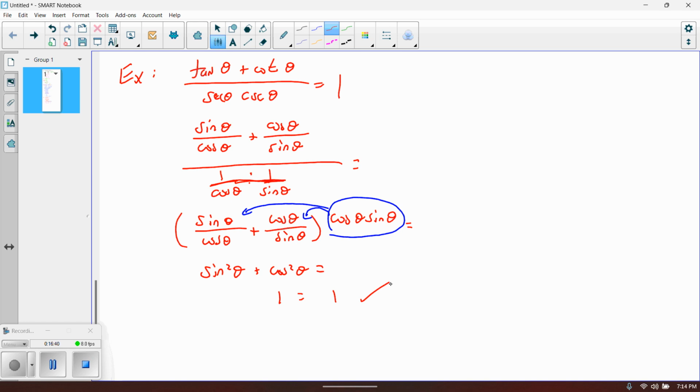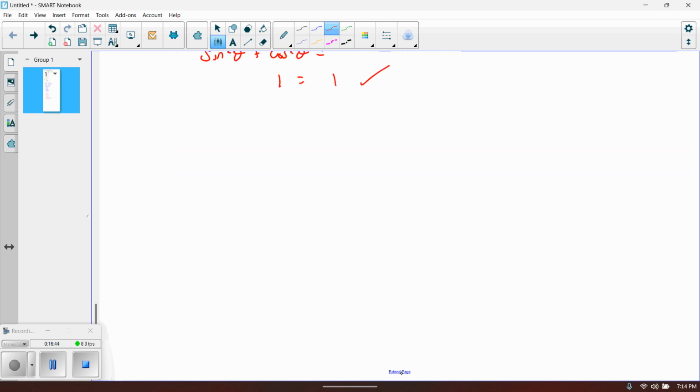All right, let's do one more example. And of course, this is not going to be every single possible thing you could do, but I'm going to give you as many, like I said, little things as I can here. There are so many other ways that you could go about doing proofs or verifying identities.